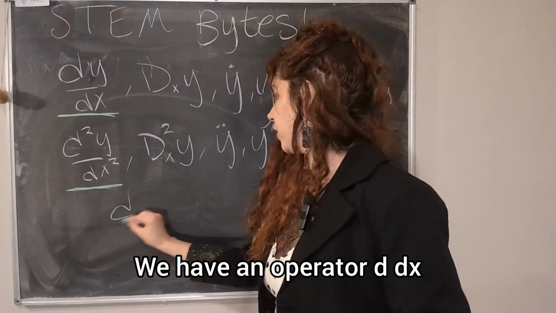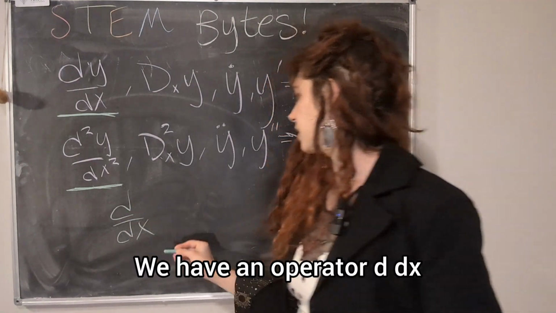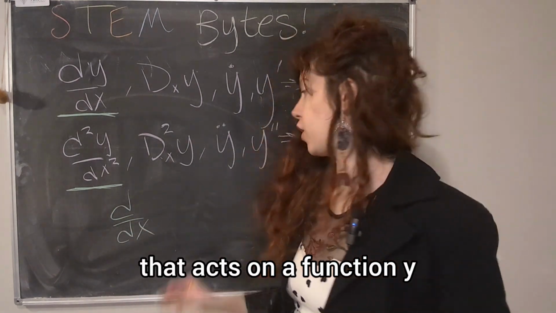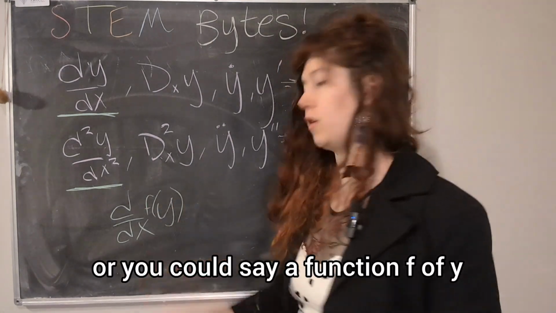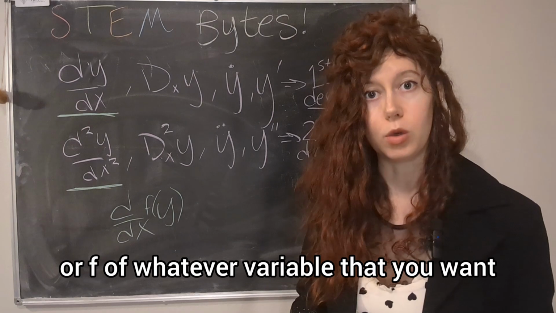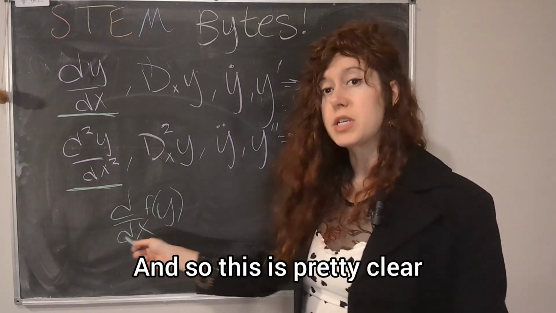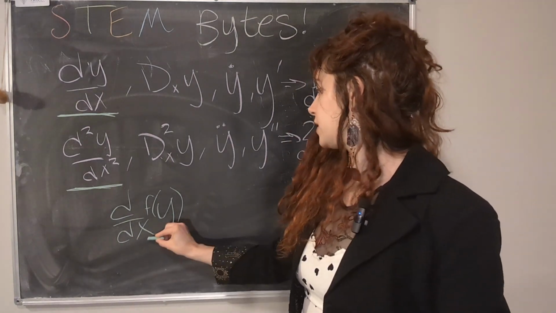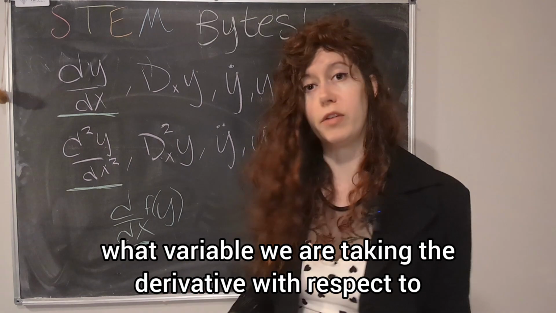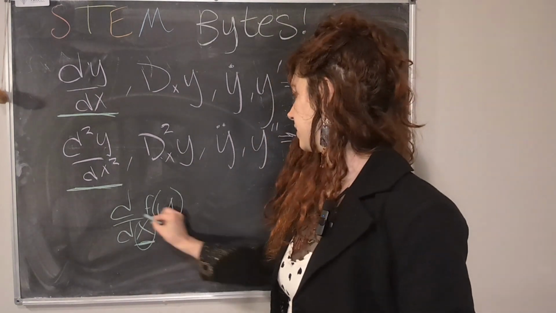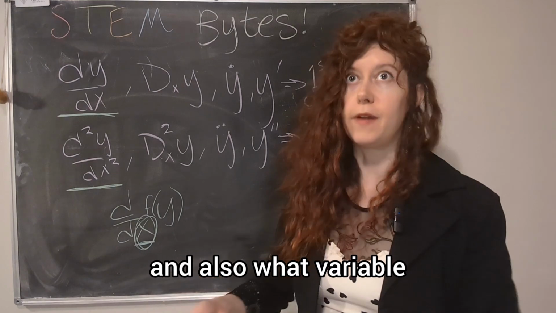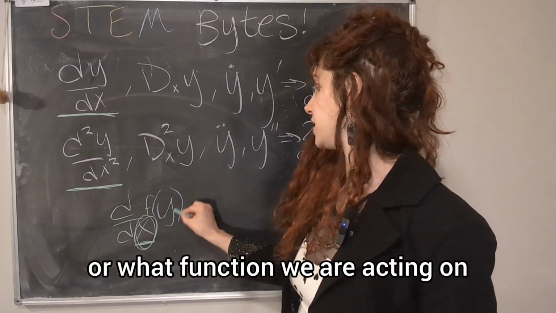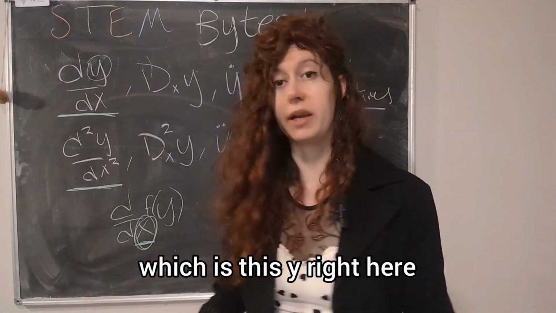We have an operator, d dx, that acts on a function, y, or you could say, a function f of y or f of whatever variable that you want. And so this is pretty clear what variable we are taking the derivative with respect to, x, this buddy right here, and also what variable or what function we are acting on, which is this y right here.